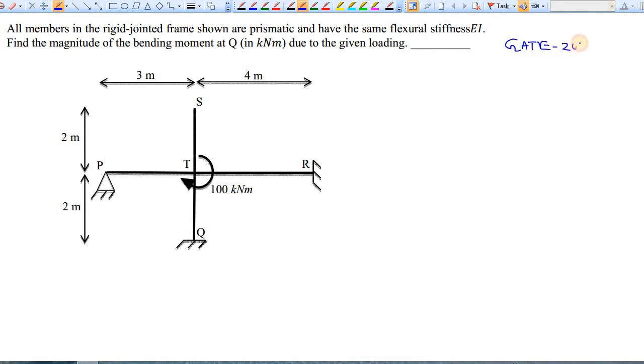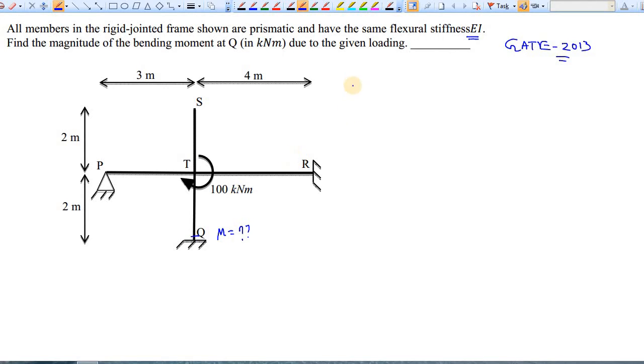2013. In this question, in this figure, all members in the rigid jointed frame shown are prismatic and have the same flexural stiffness EI. Find the magnitude of bending moment at Q. Okay, you have to find the bending moment at Q.